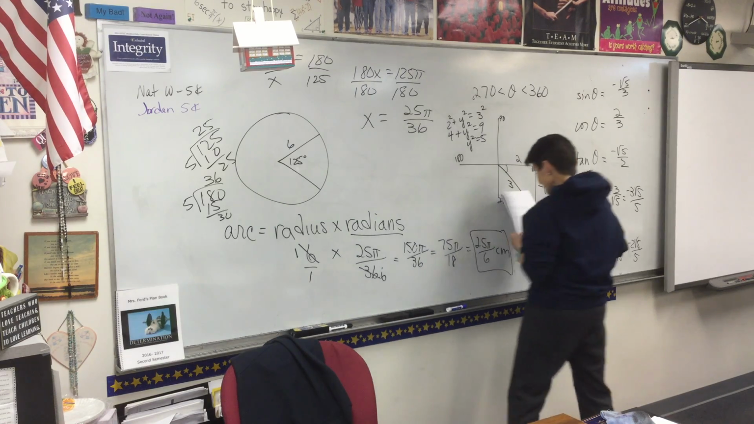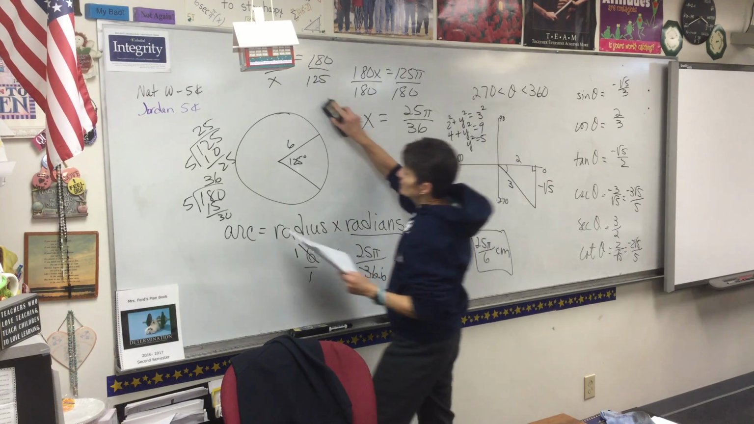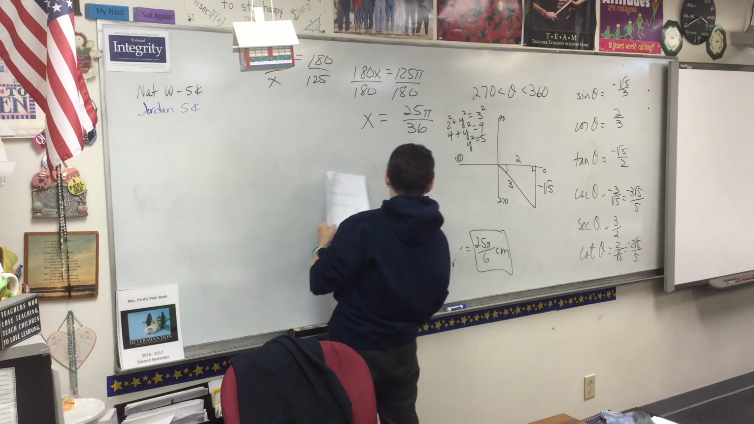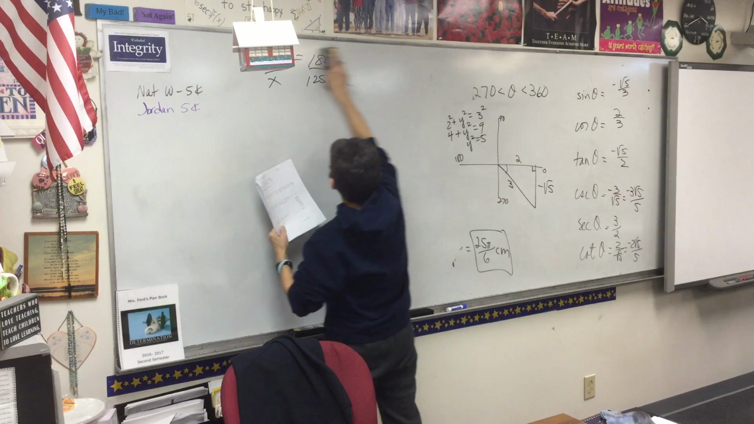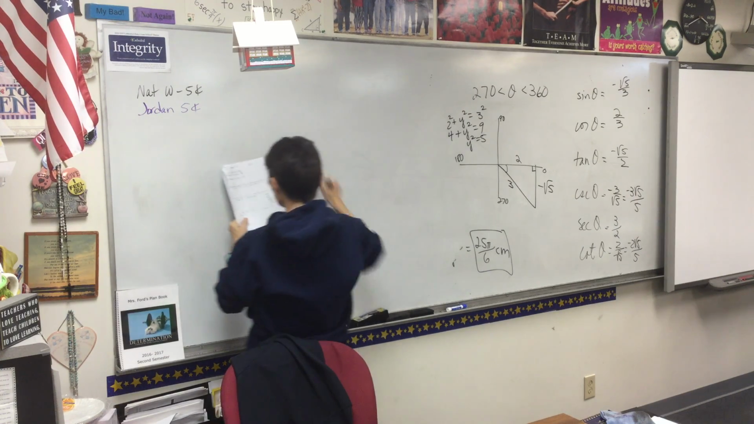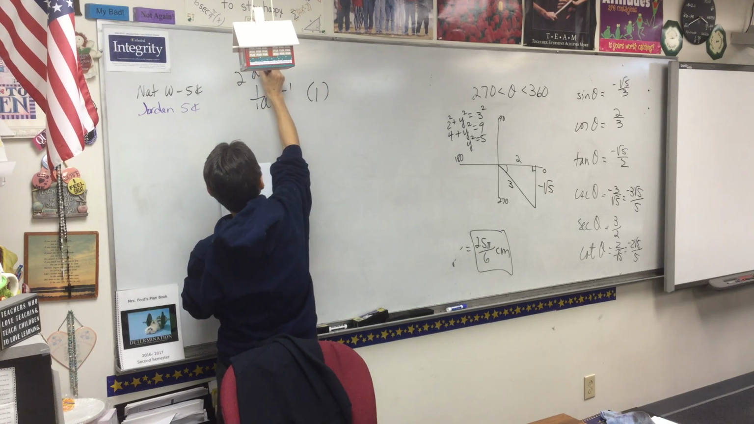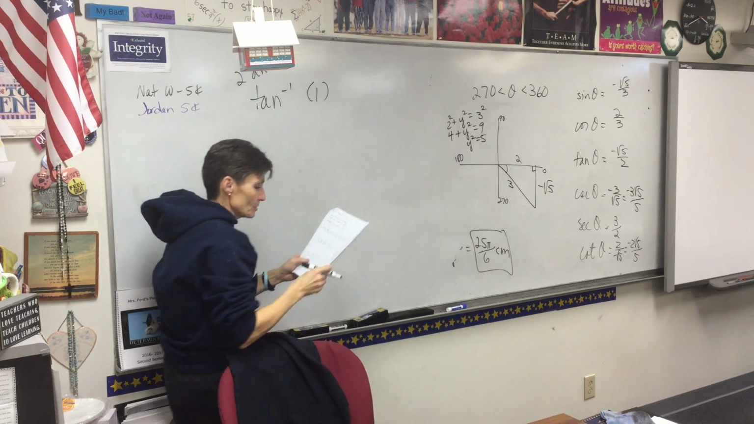Okay, number 5, find the exact value. This is one that on the actual test, next to it, it will say 2 answers. So this problem has 2 answers. Okay? 2 answers.